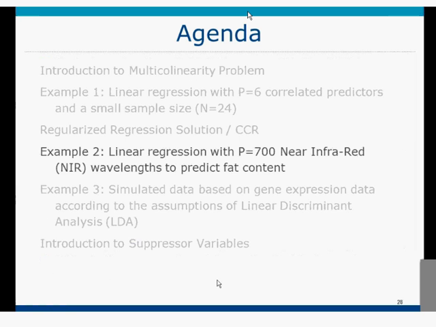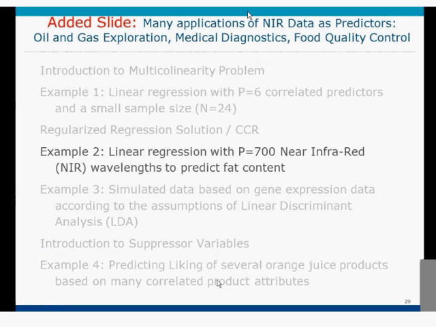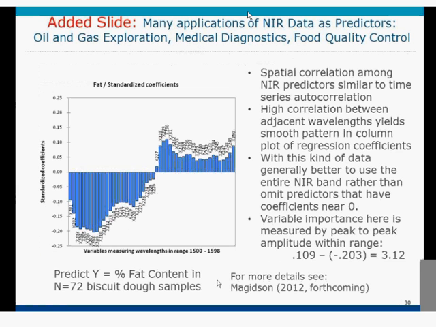Okay, so now let's go to our first example with many more predictors than we have cases. This is real data. Near infrared wavelengths are being used to predict fat content in biscuits. Now, I added this slide. You don't have this slide, but we can email it to you afterwards.